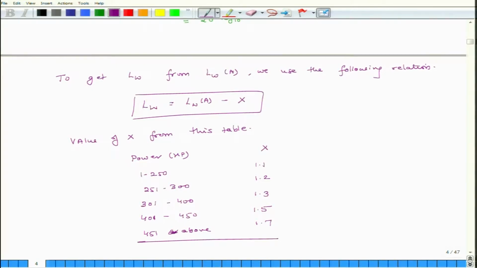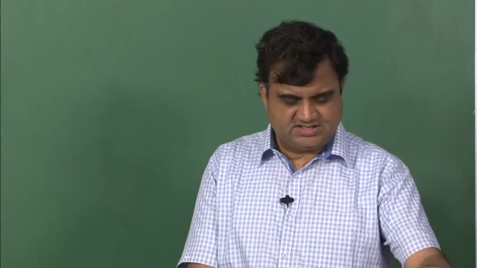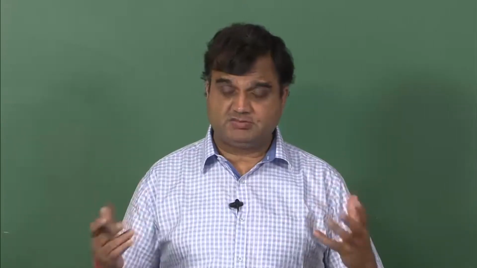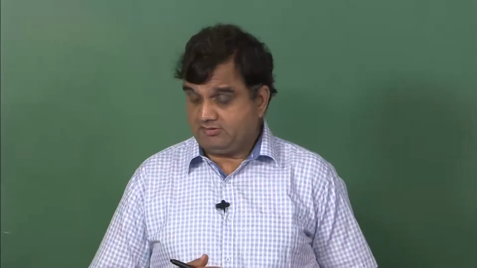So, first you compute LWA for a motor, from this table then you compute LW, and then this LW will help you estimate the sound pressure level at a distant point. And the last thing is, this tells us how to calculate LW. Please understand that all these values of LW are not exact values, they are just giving us some broad estimate of the sound power level.